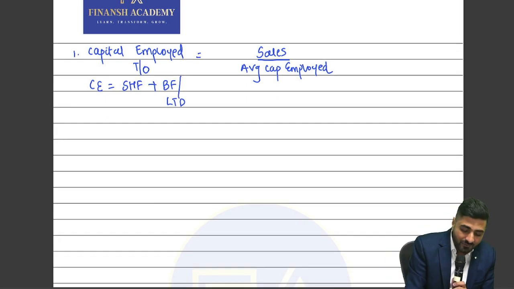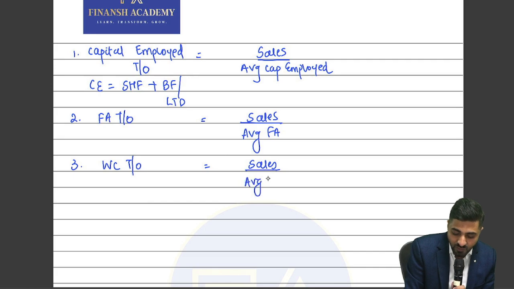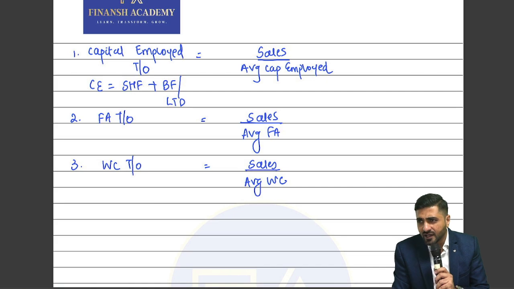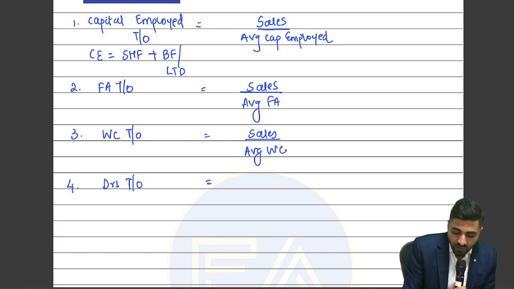Now you only tell me, what do you think will be your fixed assets turnover ratio? Come on. Sales upon average fixed assets. Okay, fine, very good. Give me working capital turnover ratio. Average working capital. Come on, guys. Also now give me something which is called as debtors turnover ratio. Sales upon average debtors. But wait.